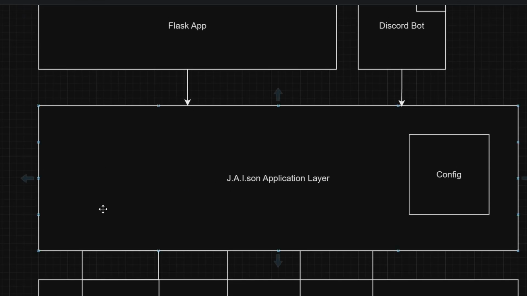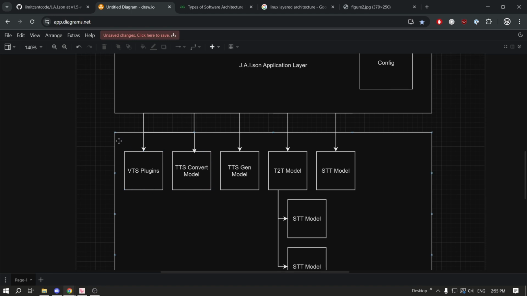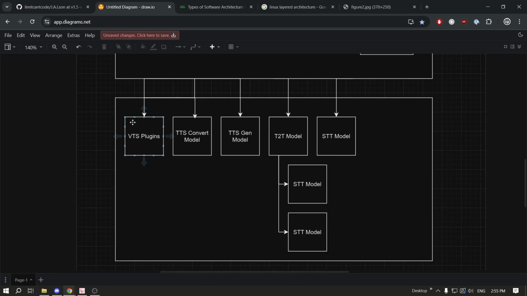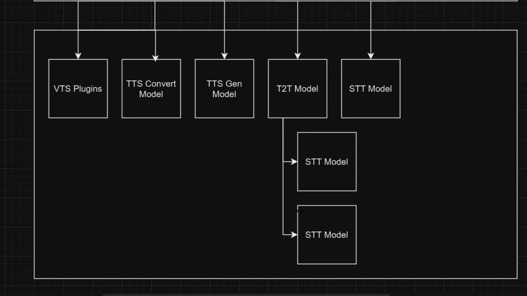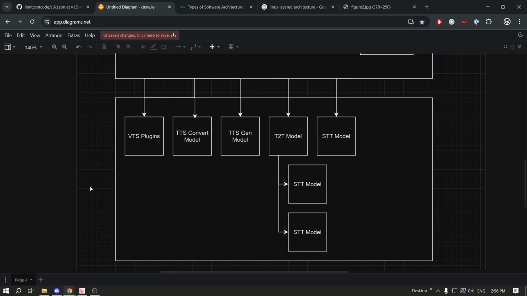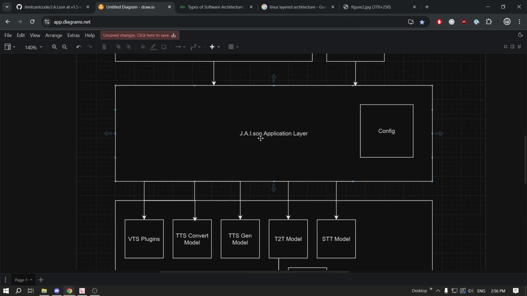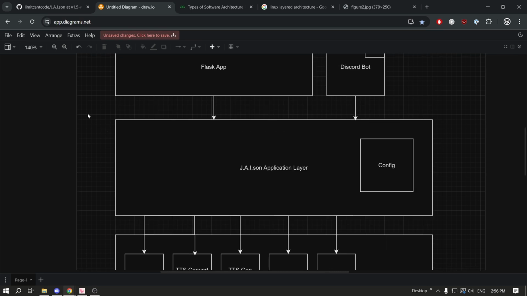The JAI-SYN application layer manages a global configuration, which is shared amongst every single one of these models in order to determine how they should behave. Down here is all the models, all the plugins, and they're basically pieces of hardware that is called by that JAI-SYN application layer and strung together in order to perform certain things, like the text-to-speech pipeline. So basically the JAI-SYN application layer is the brains of this entire thing. It is the highway for information.